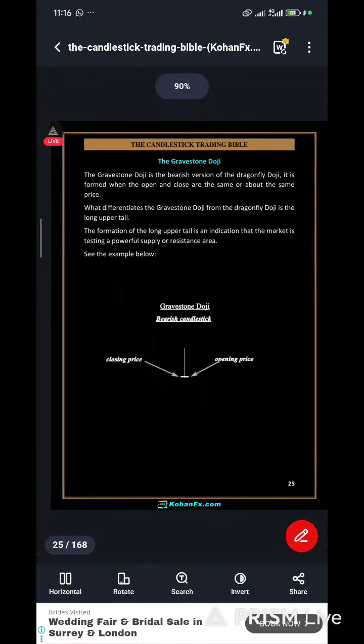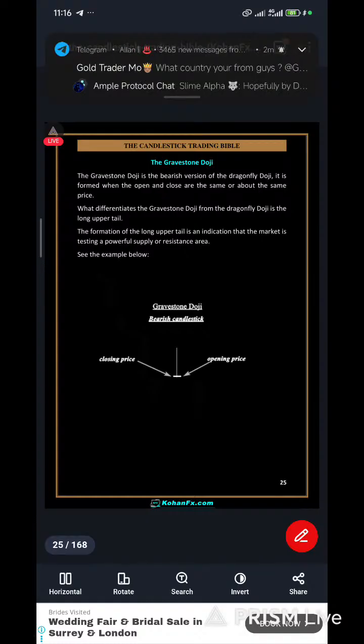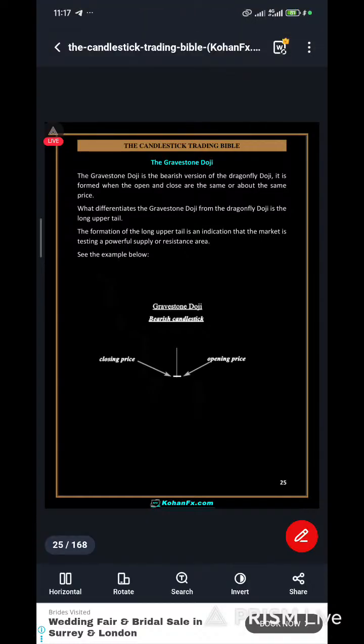This is where we will focus on the Gravestone Doji. Now remember, it's always advisable not to trade using only one candlestick, or only one strategy or tool. You have different types of tools which you can combine with this Gravestone Doji for a confirmation entry. So don't just go and use the Gravestone Doji. You will probably lose. Definitely you will lose.